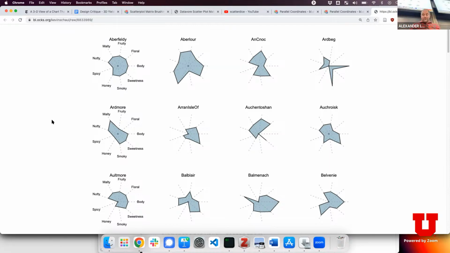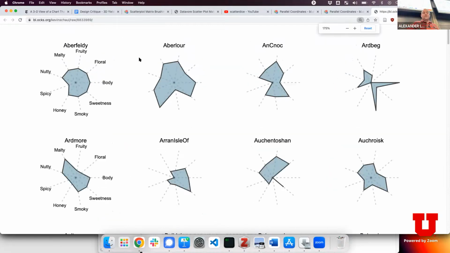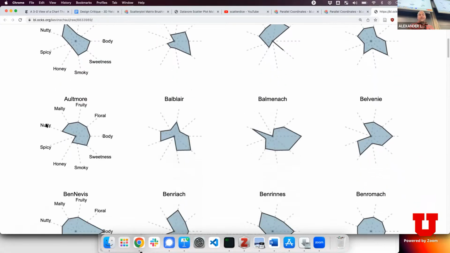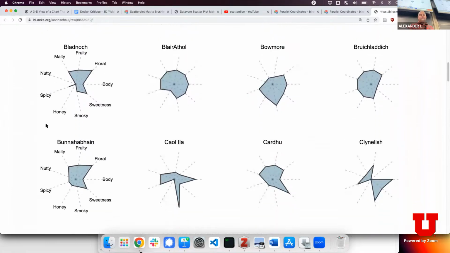The same thing is here for whiskeys. Here are a few different whiskey distilleries, like Ardbeg, for example, is a very smoky, peaty whiskey. And you see that it has this very jagged appearance and like spicy, nutty, malty, fruity, floral, body, sweetness, and so on, right? And so all of these have different profiles, right? And you can look them over.